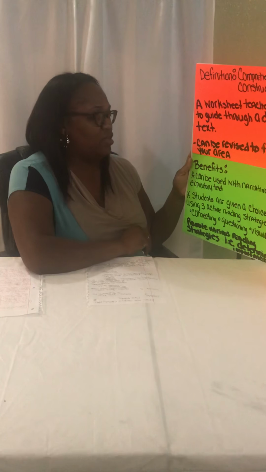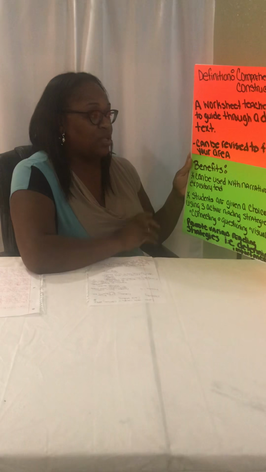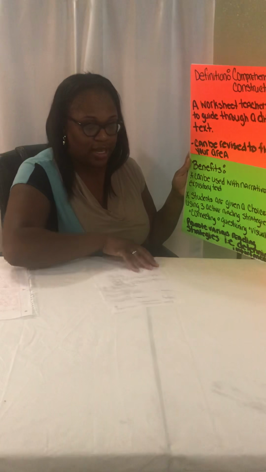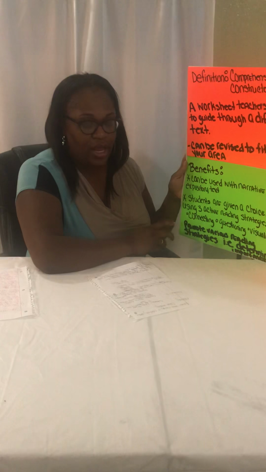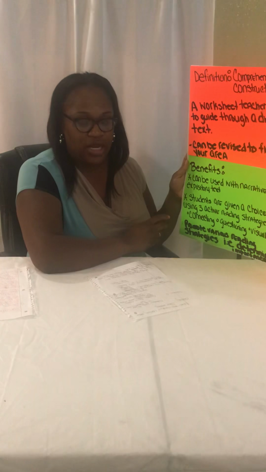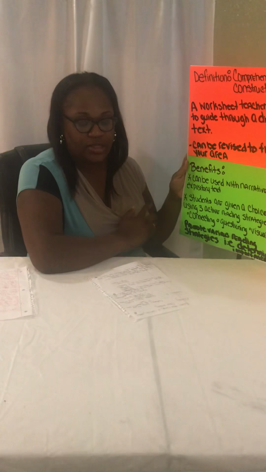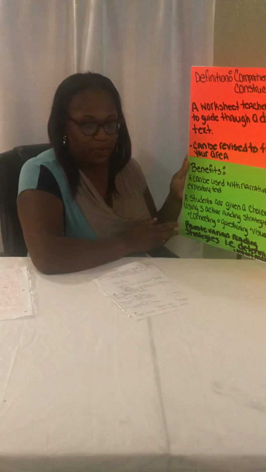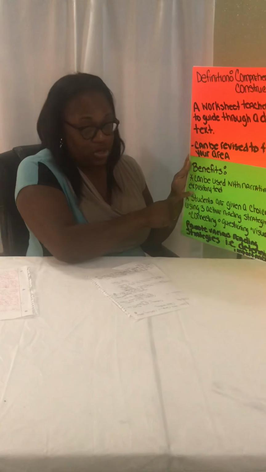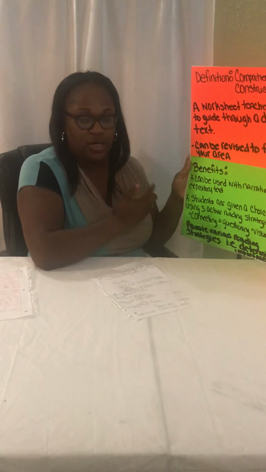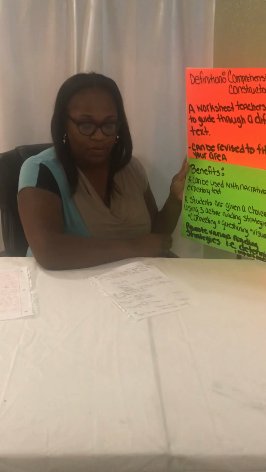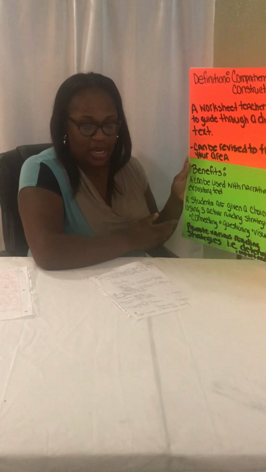The benefits of this strategy is that it can be used with a narrative or expository text. Now, an expository text gets straight to the point, and some examples of those texts are textbooks, biographies, directions, and recipes. And they can also be used with the narrative text, which tells a story and is generally written with a lot of emotion, like fairy tales, myths, and legends.